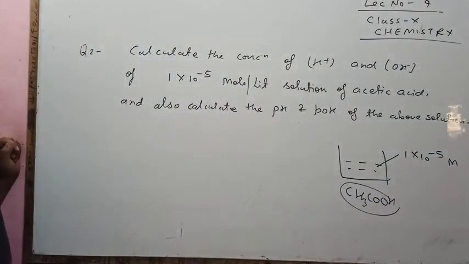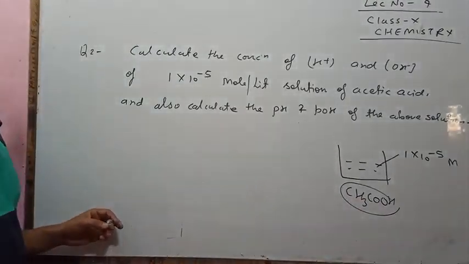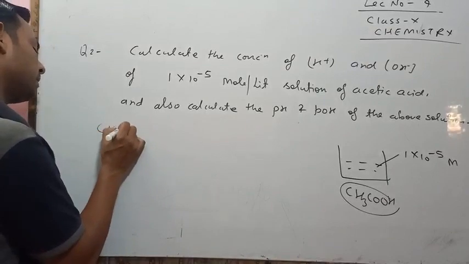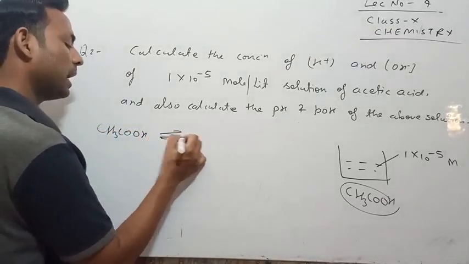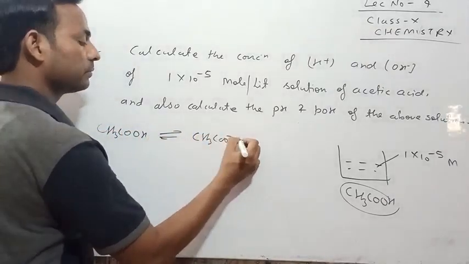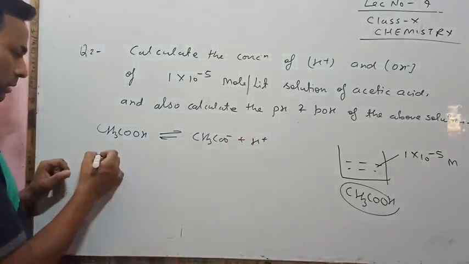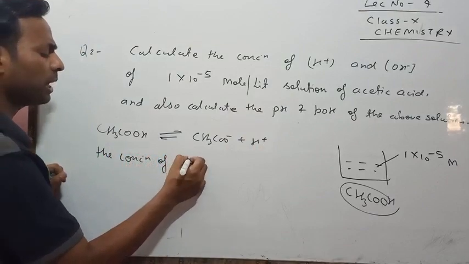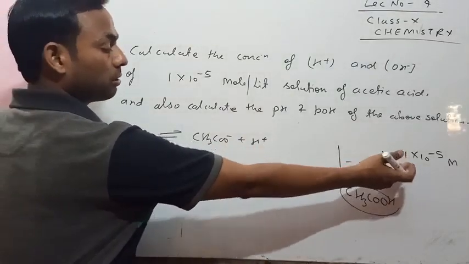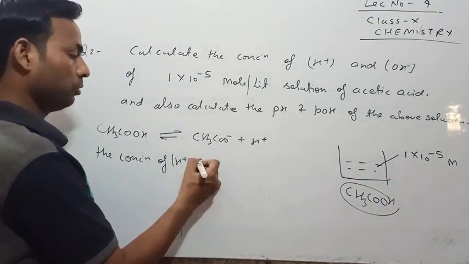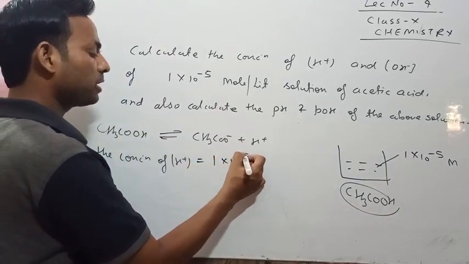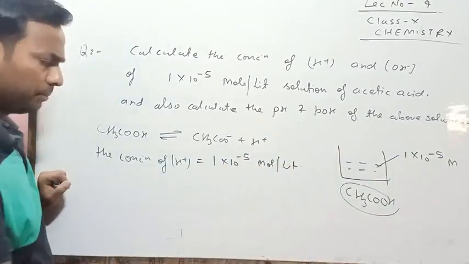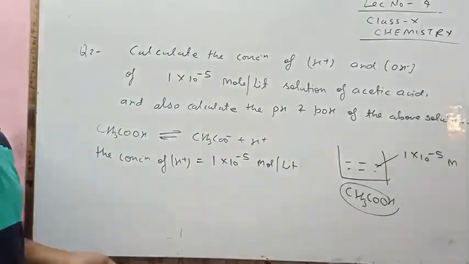So first, you know, acetic acid can ionize and give the H plus ion easily. So acetic acid CH3COOH ionizes and gives the acetate ion plus H plus ion. The concentration of hydrogen ion is similar to the concentration of solution. So 1 into 10 to power minus 5 mole per liter or M. This is the concentration of H plus ion.